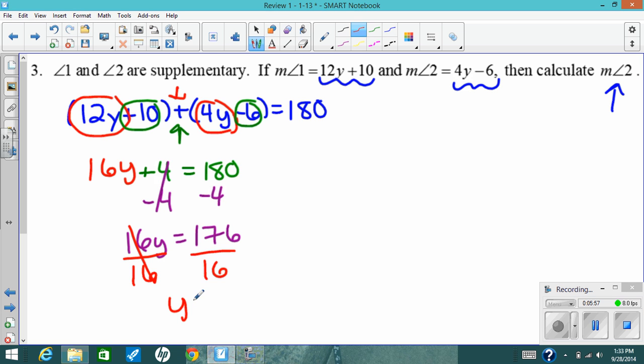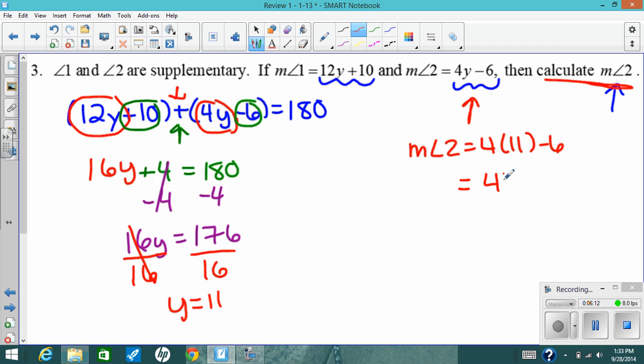So we get y equals 11, and we want the measure of angle 2, so we're going to plug back in for 4y minus 6. So the measure of angle 2 is 4 times 11 minus 6, which is 44 minus 6, which is 38.